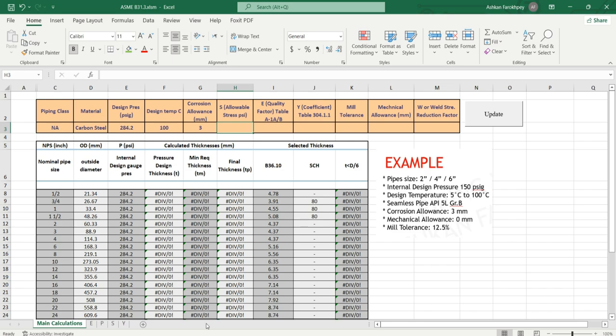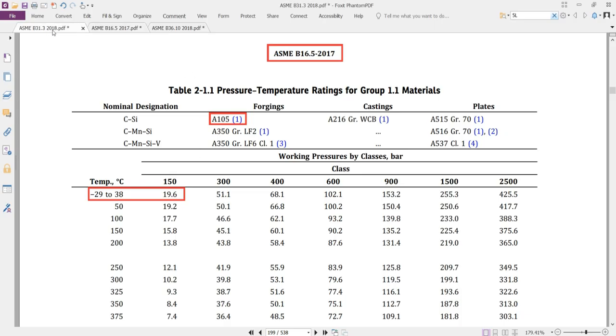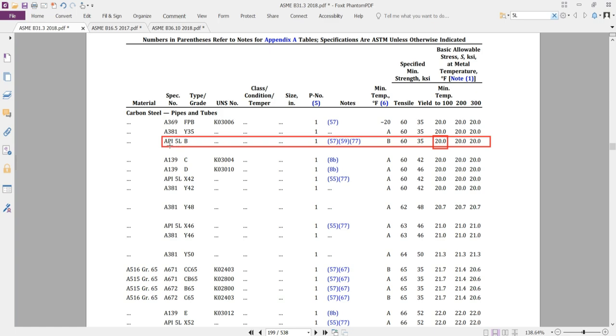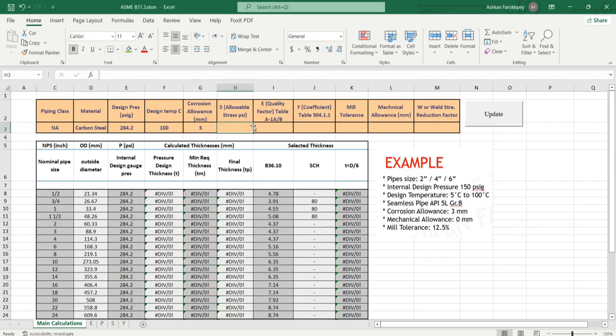The design temperature is 100 degrees centigrade here. Corrosion allowance equals 3 mm. The allowable stress must be read from ASME B31.3 table A1, which is 20,000 psi as you can see. E or quality factor is 1. You can go to table A1A or A1B and find the details.